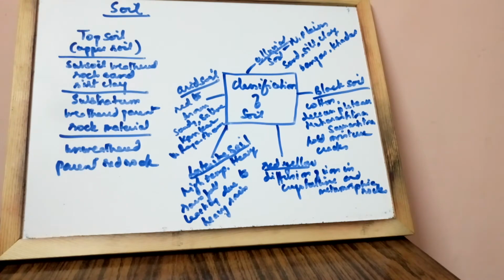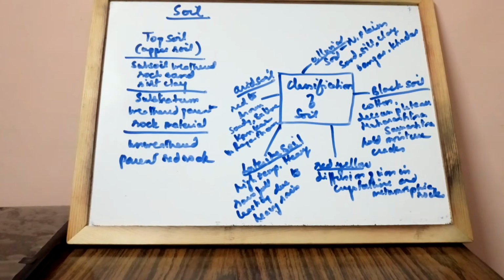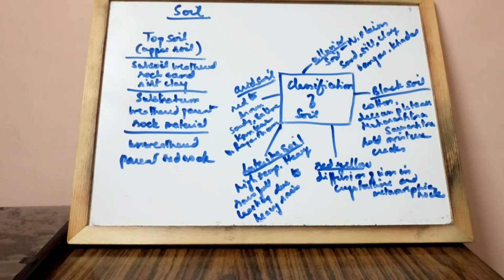Now we will see the classification of soils. In India, we have already seen India has different relief features. So depending on that you find the variety of soils. So first one we see alluvial soil. Alluvial soil is the most widely spread soil in India. Very important soil because it is very fertile and useful for agriculture.